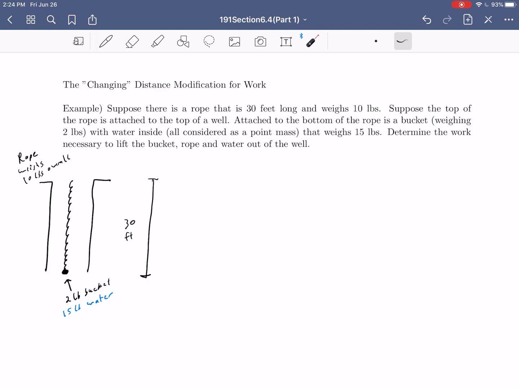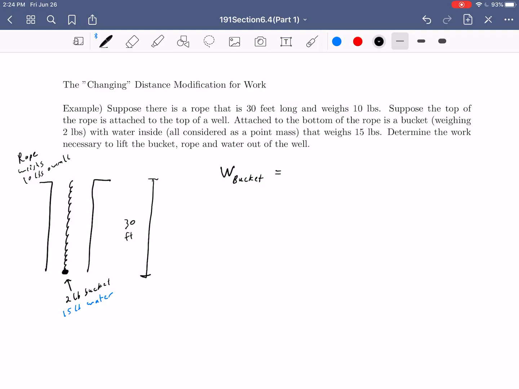Okay, so let's see if we can analyze how to do this by looking at it piece by piece. So let's think about the work for the bucket. So the bucket is a 2-pound bucket. It'll always be a 2-pound bucket. The bucket isn't changing. And that 2-pound bucket needs to go the entire 30 feet. So we should be able to use that basic formula to handle the work for the bucket. So let's go ahead and do that first. There shouldn't be anything fancy here.